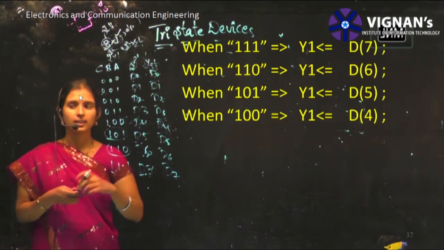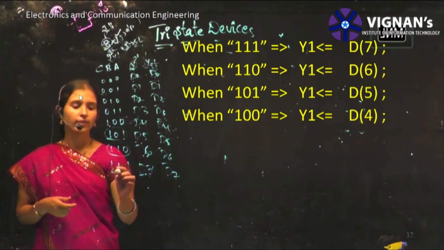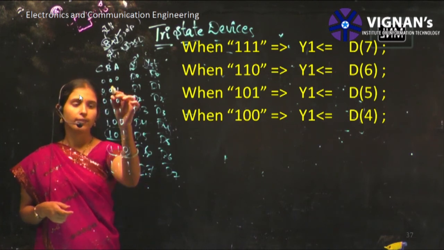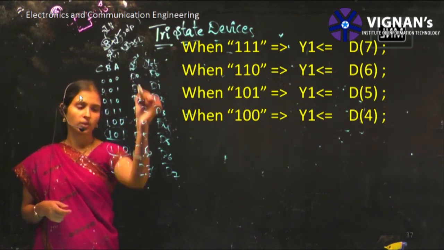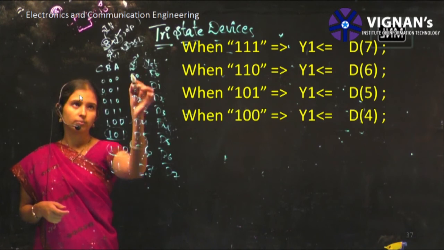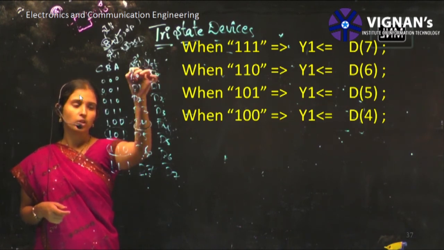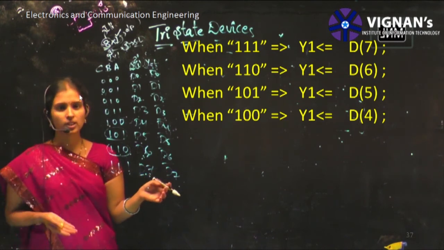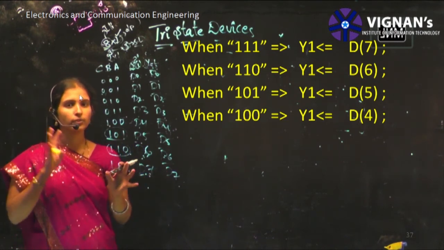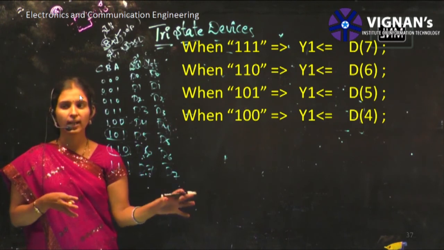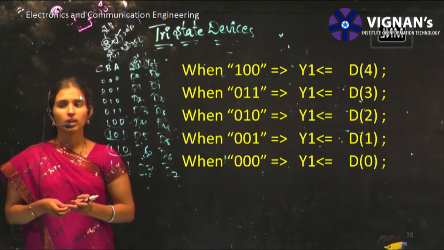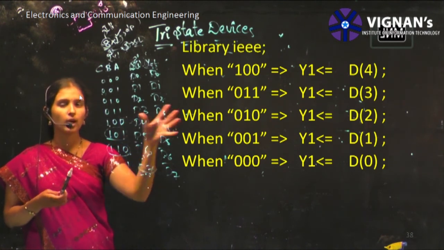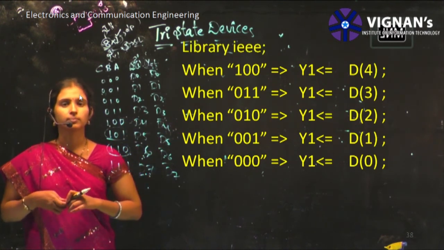See here, the same way you will be writing here. So when 1 1 1, you will be assigning y0 the value of d7. When 1 1 0, you will be assigning y1 the value of d6. The entity declaration will be the same. How it differs from data flow to behavioral, I'll just explain to you. Next, you can see from the truth table how you are going to write your code.